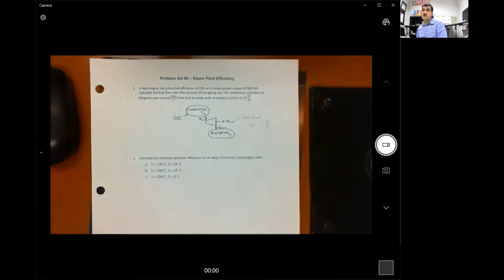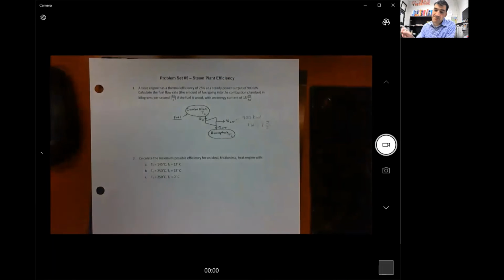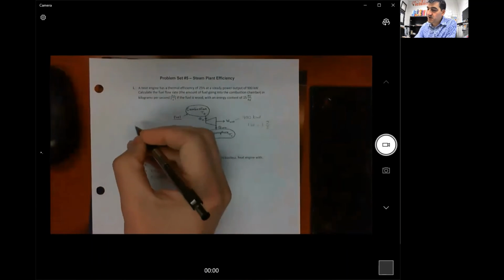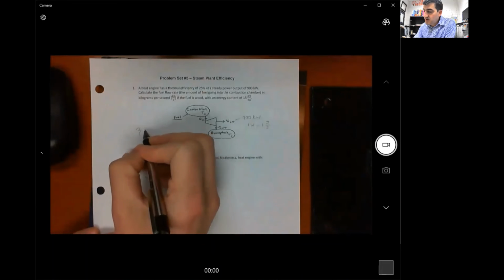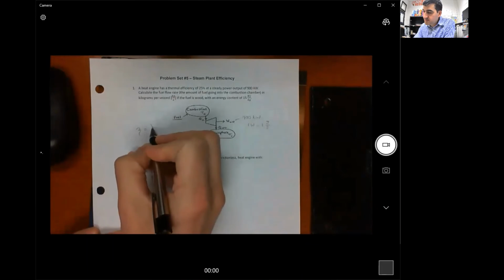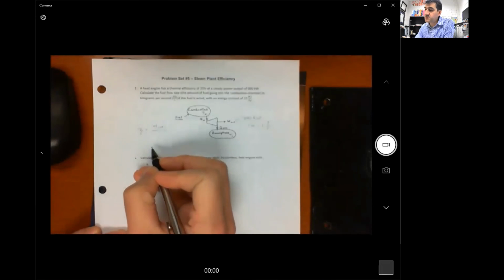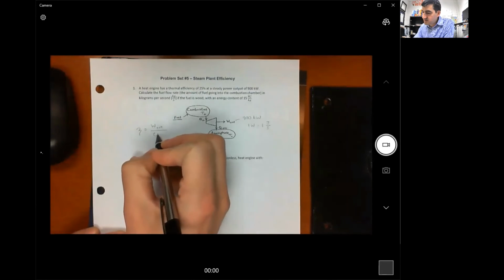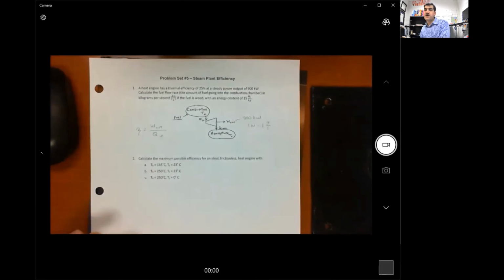So we need to use a different expression for efficiency. And if you remember from a class or so ago, we introduced this and we said that the actual operating efficiency of a process is equal to what do you get out of it that's useful? In this case, it's the work output compared to what do you have to put into it? And in this case, it's Q in. All right, so this is the applicable expression that you're gonna wanna use here. The efficiency is equal to the work output divided by the heat input.